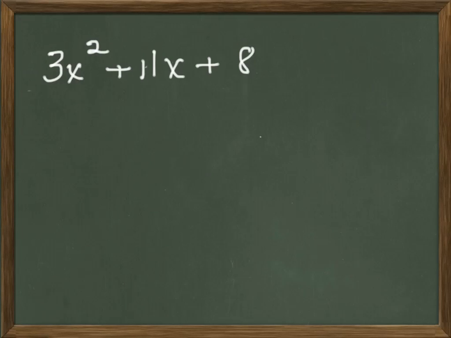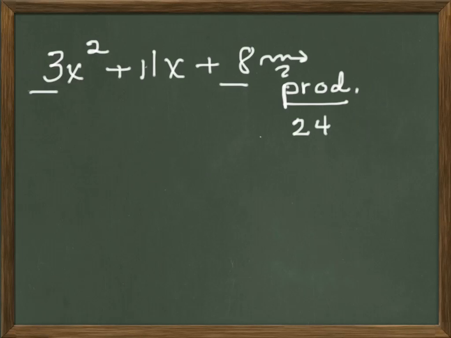So we have 3x squared plus 11x plus 8. This is very mechanical. You're going to do the same set of steps over and over again. You got that? You're not going to second guess anything. You're going to do this exact same set of steps. The first thing we're going to do is we're going to think about what is 3 times 8. We're going to multiply the first coefficient and the last coefficient. We have to have a product of 24, because 3 times 8 is 24.